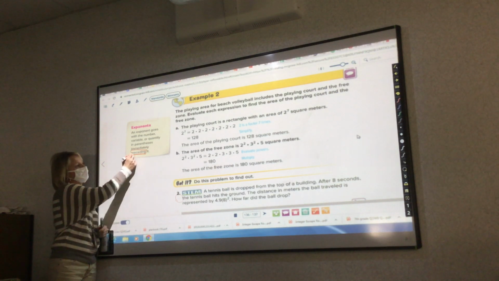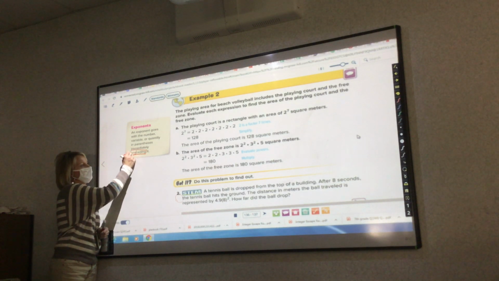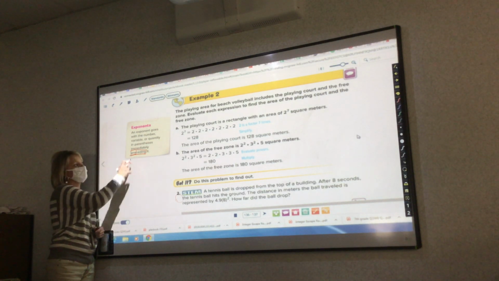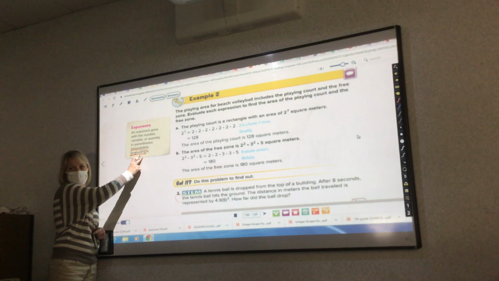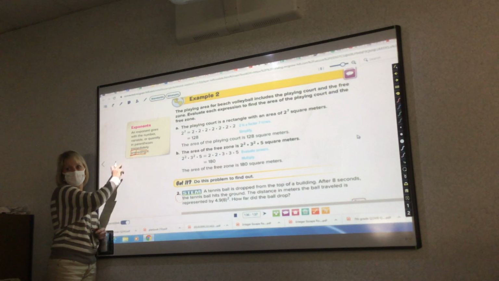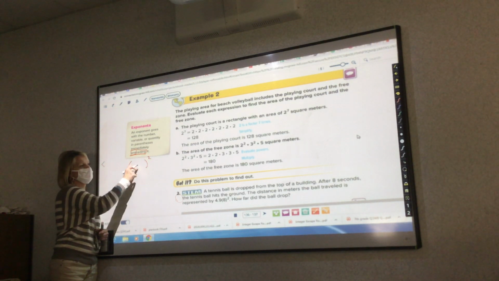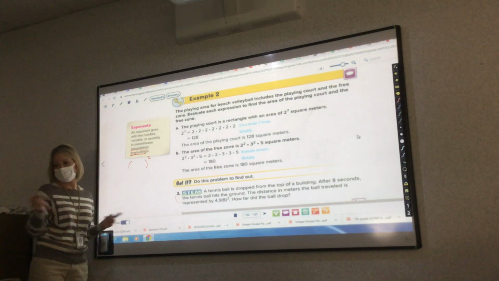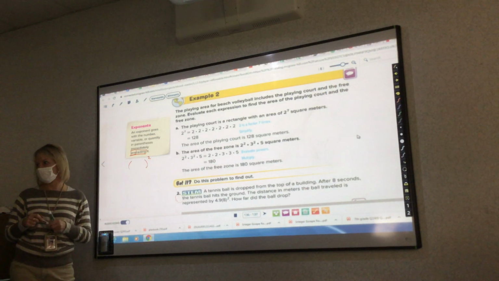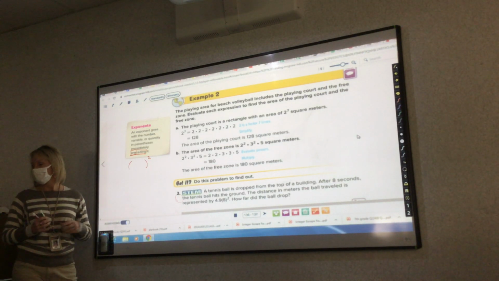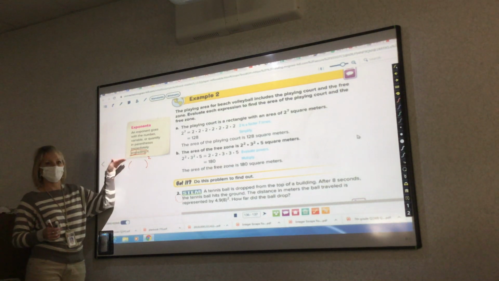What does the prefix "pre" mean? Before. So if it's preceding, it's before seeing it. Okay, so in the parentheses, this is preceding whatever exponent you have. Do you guys understand that? So preceding means what's before it.